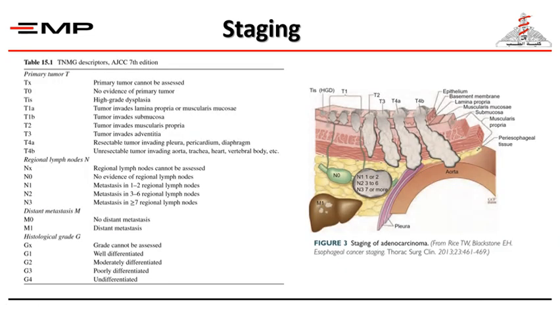This slide shows us the infiltration or the staging of the tumor passing from T1 to T4. N denotes lymph node metastasis from N0 to N3, and M for metastasis, M0 if there is no metastasis, M1 if there is distant metastasis, mostly to the liver.